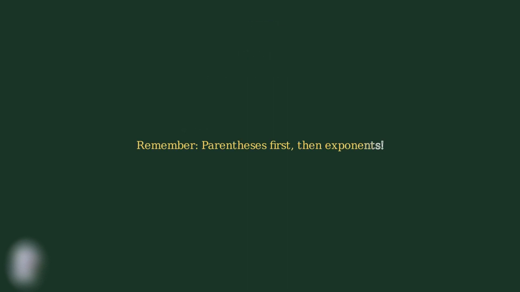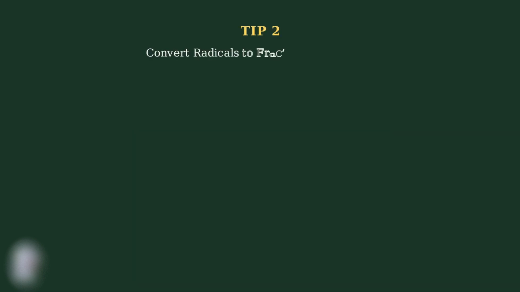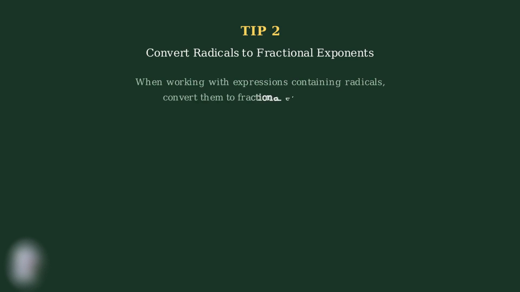Remember this golden rule. Always simplify what's inside the parentheses first, then apply the fractional exponent. This order of operations will keep you on the right track and prevent costly mistakes. Here's our second essential tip for working with fractional exponents. When you encounter expressions with radicals, always convert them to fractional exponents before applying the laws of exponents. This simple conversion can transform a complex-looking problem into something much more manageable.